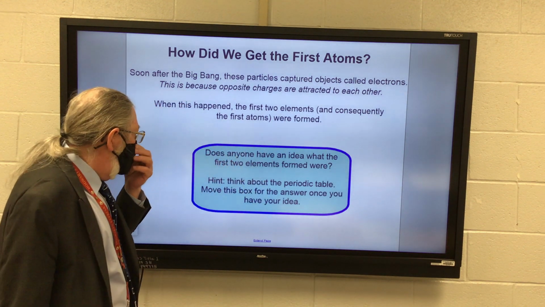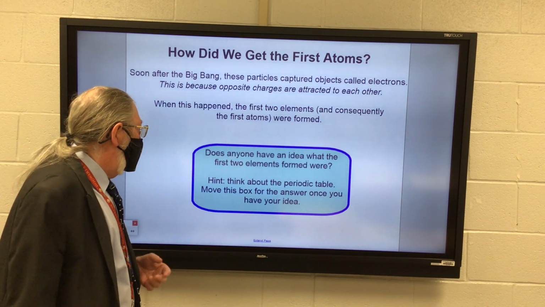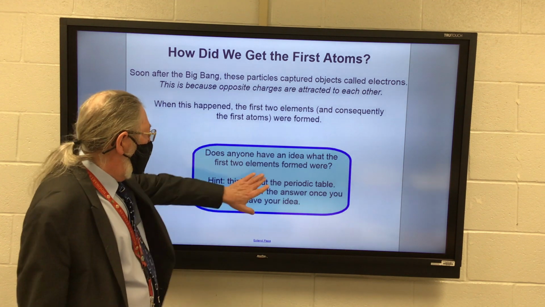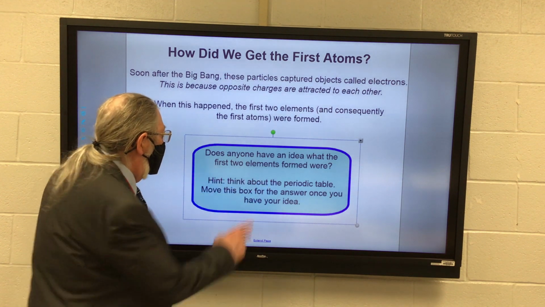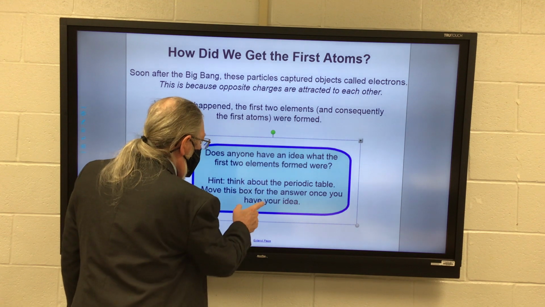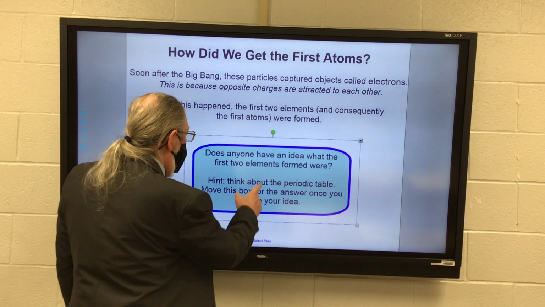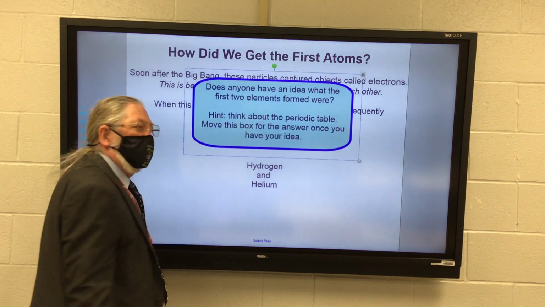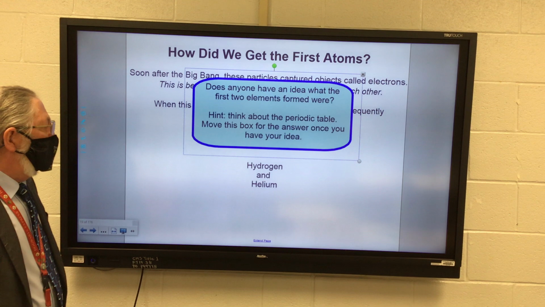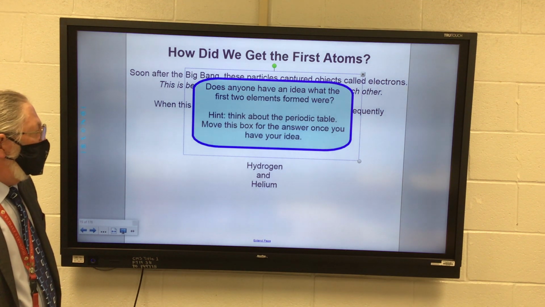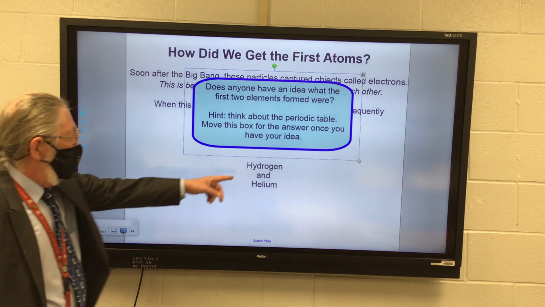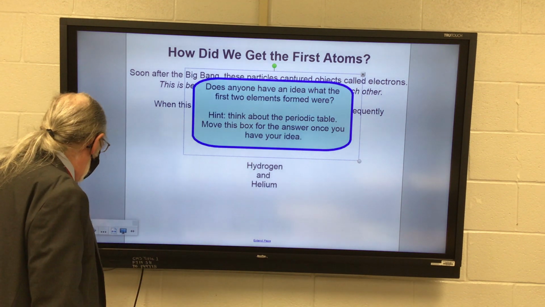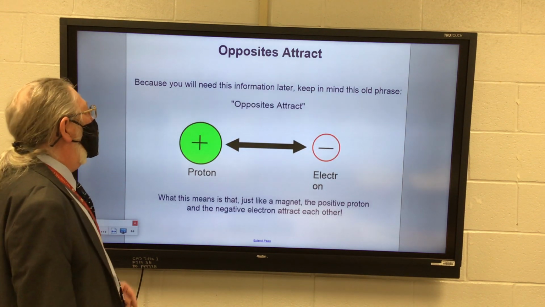Okay, so anybody have any idea of what the first 2 elements were? Look right here. Oh, we gotta move the box, I'm sorry. Look right here, here are the first 2 elements: hydrogen and helium. Okay, so let's talk about those elements, hydrogen and helium.